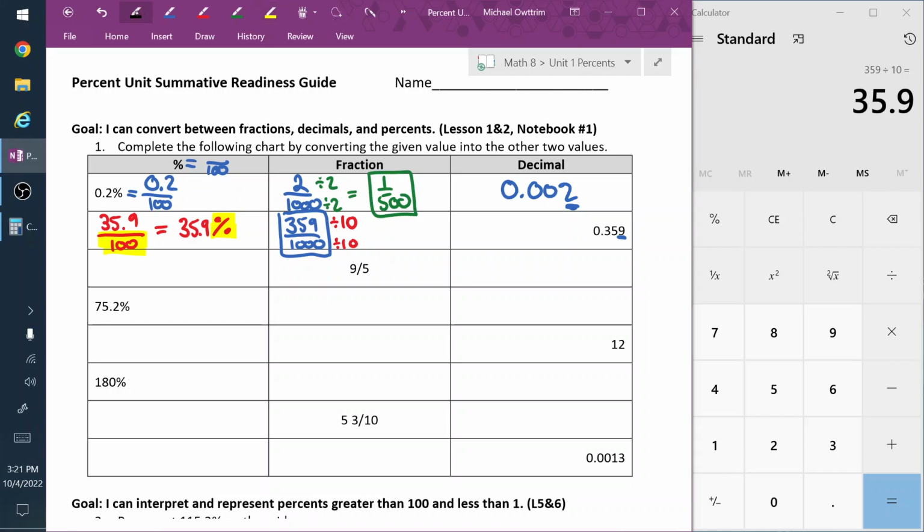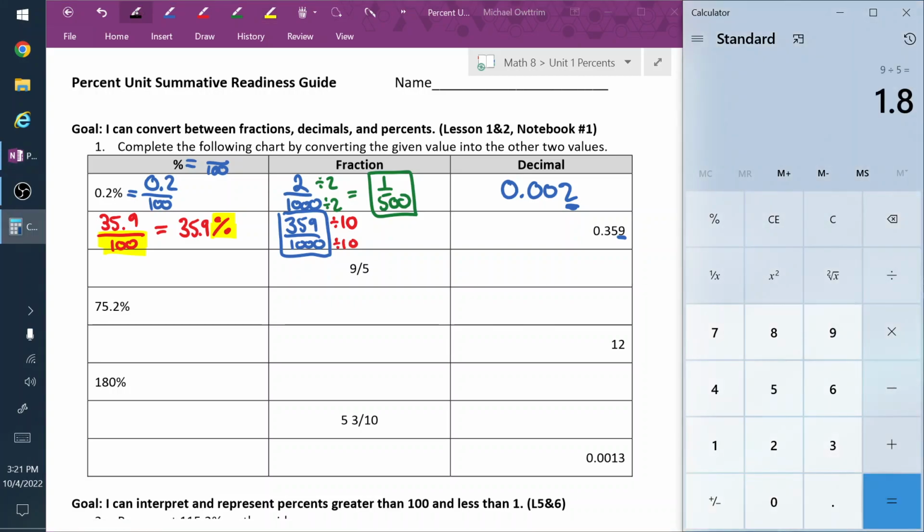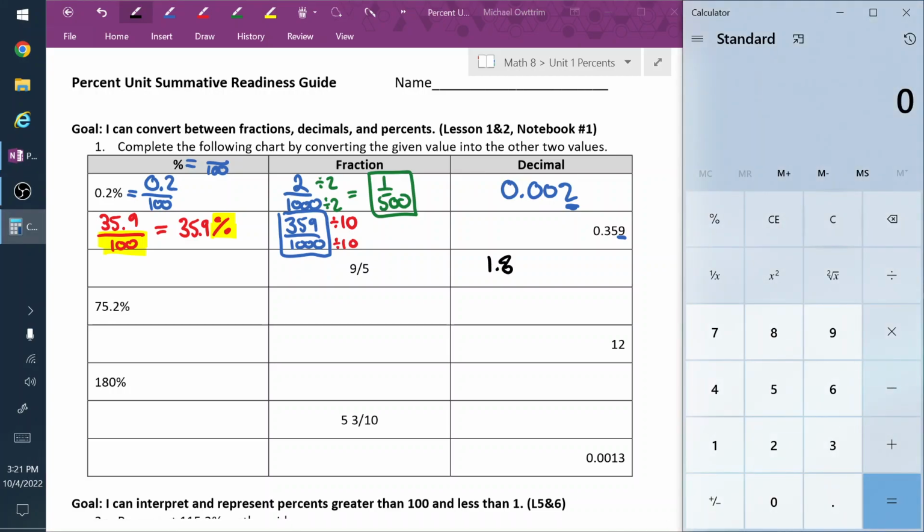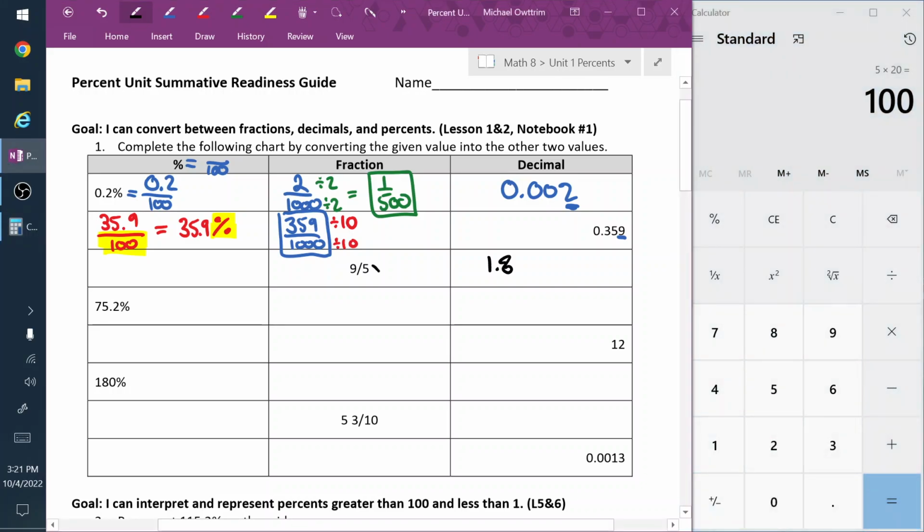In the case of the fraction 9 out of 5, again, I can just divide that on my calculator to get the decimal 1.8, and that is my decimal. If I want to make a percent, I need to multiply that 5 by something to get 100, and I know that 5 times 20 is what gives me 100. So I'm going to multiply here top and bottom by 20, and that gives me the fraction 180 out of 100. Once I have my 180 out of 100, I can go ahead and observe that my out of 100 can be replaced with my percent symbol.